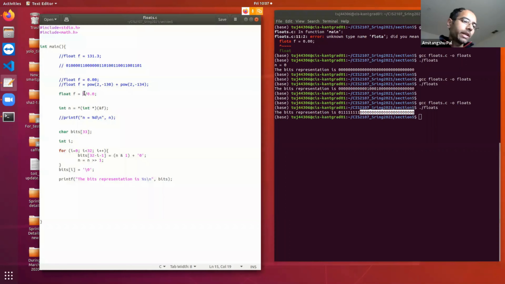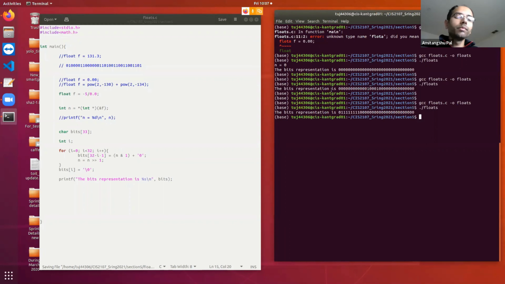And if you want to make it minus infinity, then the only thing that will change is the sign bit. Apart from the sign bit, all the exponent bits are all ones. All the mantissa bits are all zeros. Clear? Okay.